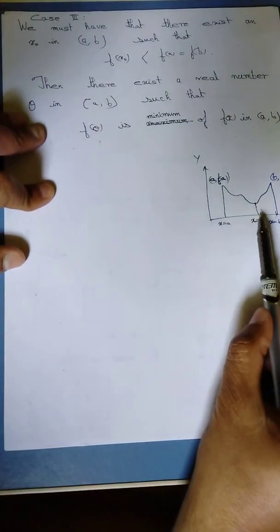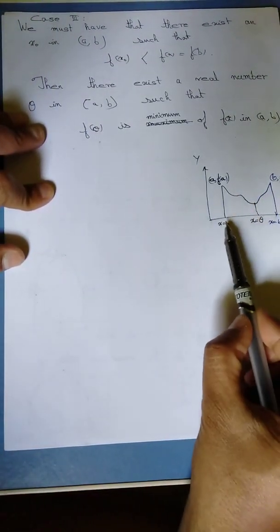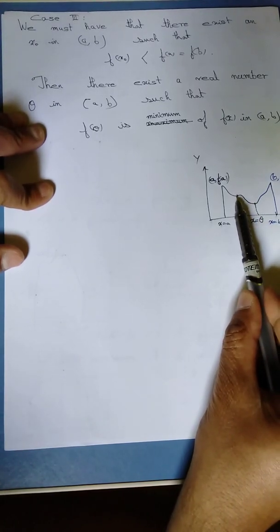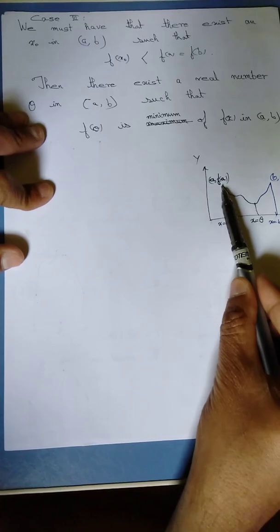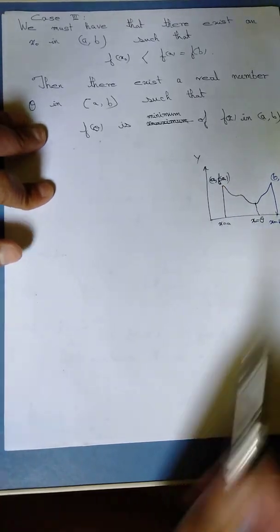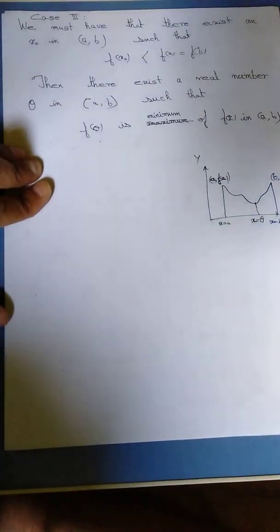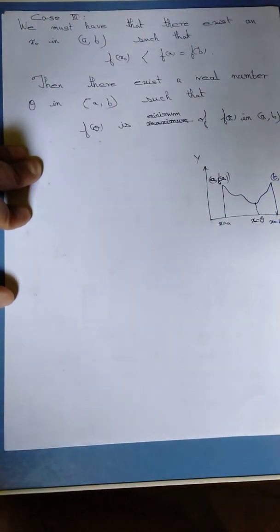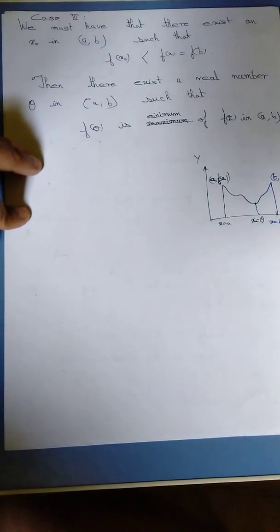Now it's clear that theta cannot be a or cannot be b, because you have already some x0 such that f(x0) is strictly less than f(a). Then there exists a real number theta in (a, b) such that f(theta) is the minimum of f(x) in the open interval (a, b).